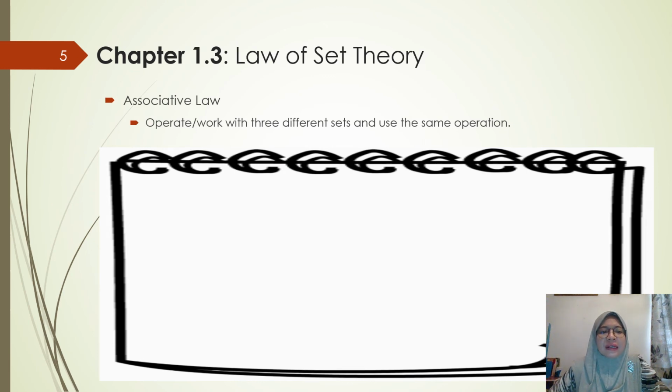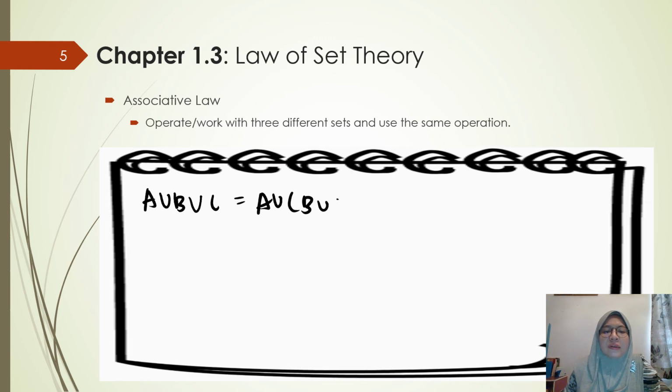Next is the associative law. In the associative law, we operate with three different subsets, and we use the same operation. Let's say we have A union B union C. It is equivalent to A union (B union C), and it is also equivalent to (A union B) union C. This statement can be explained in this diagram.